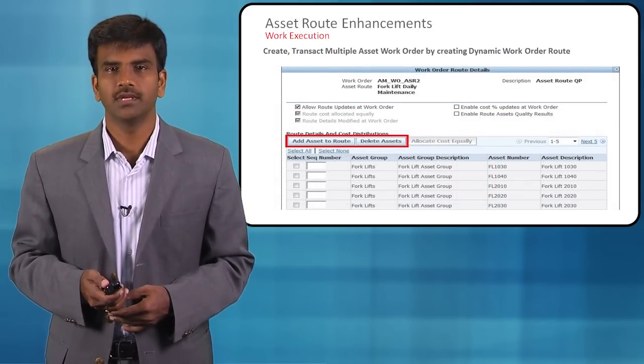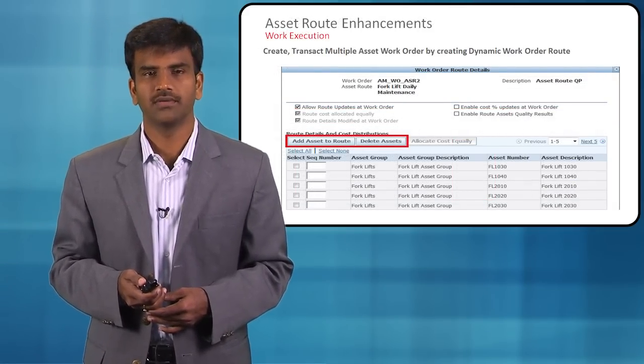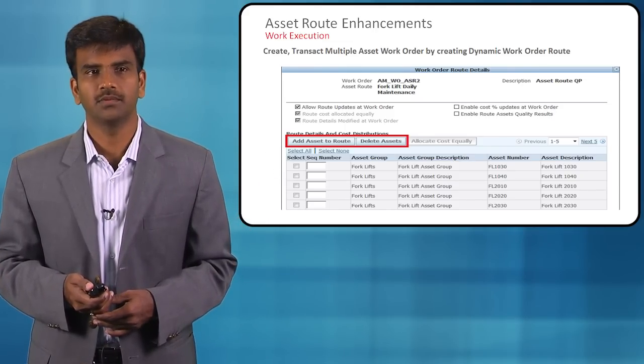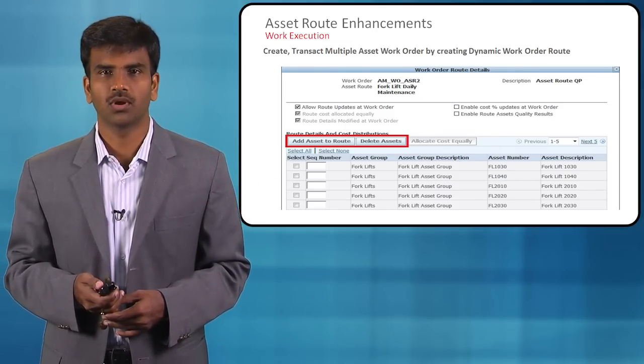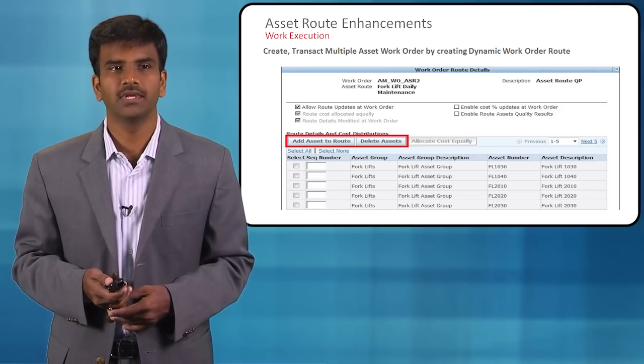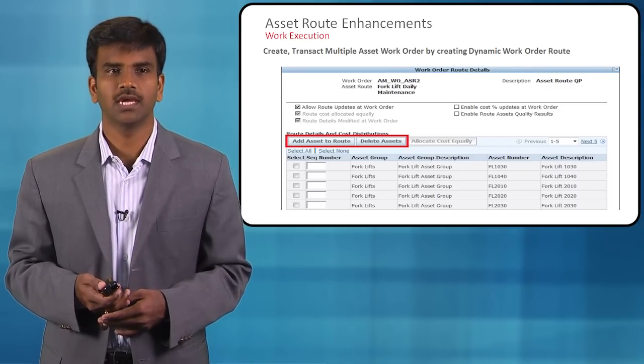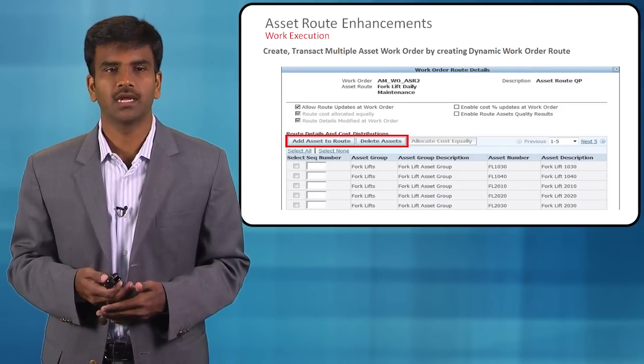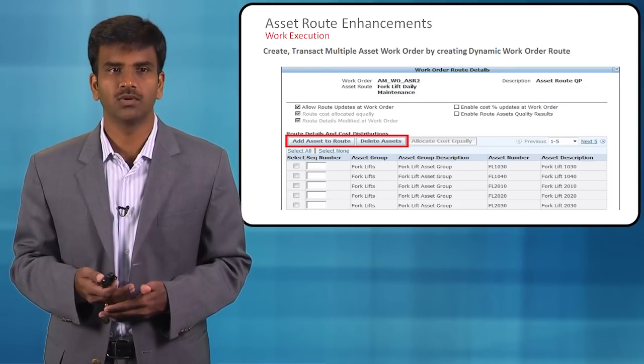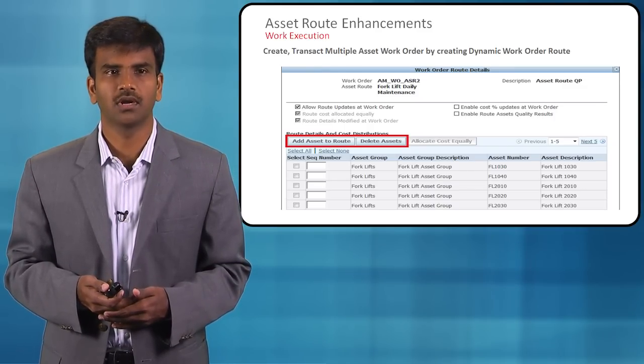When we are executing the work order on the asset route, we are going to open up a lot of flexibility to modify the asset route at the work order level. So we will be having the option to add an asset to the existing asset route, or pick an asset from the existing asset route and delete it for that particular work order context alone.